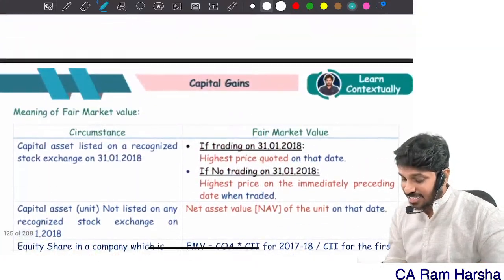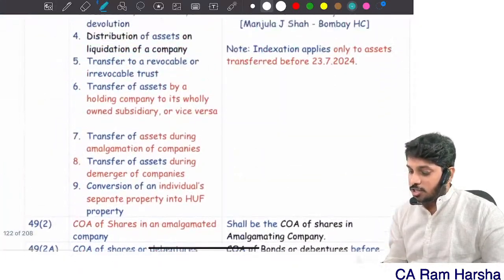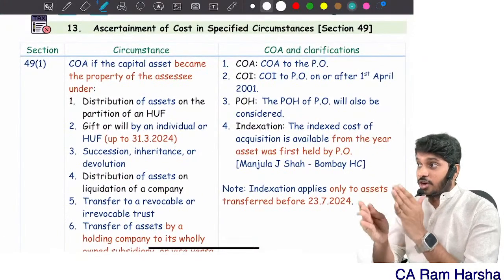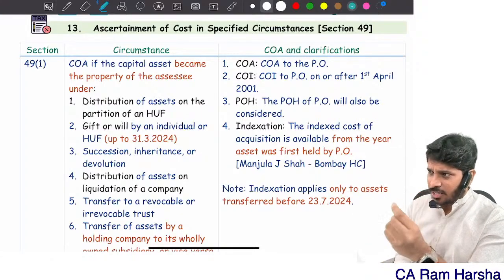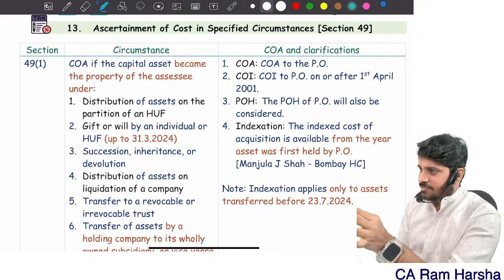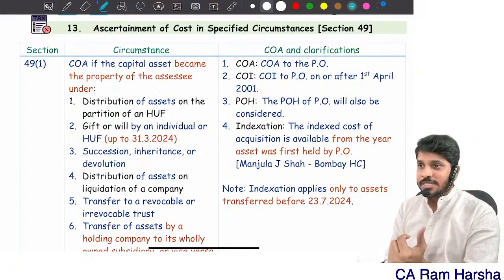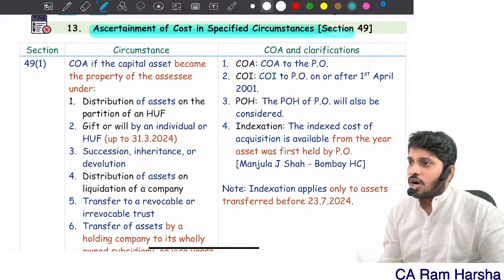Clear? Next. Now let's discuss the actual main theme of the provision: cost of acquisition. Remember, period of holding, cost of acquisition, 49(1). This mode we kept pending. If we discuss this, and we discuss 46 and 46A, and if we discuss 54 series and 50B, the chapter is over. Able to understand? Now, what is cost of acquisition?